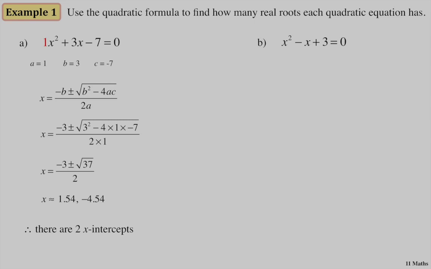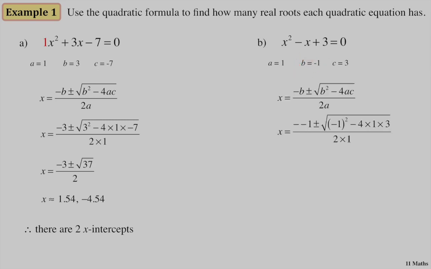Part B. Well, let's get our values of a, b, and c again. Got to be careful with this one because b is negative. So we use our quadratic formula. Notice b has to be squared, so keep the brackets. It's (-1) squared. And out the front it's -1.